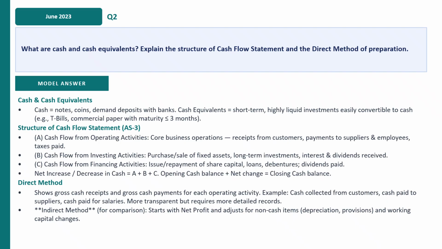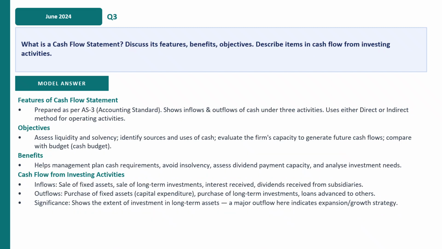Next is cash flow statement. Another very important topic. Cash includes cash in hand and bank, while cash equivalents are short-term liquid investments. The cash flow statement has three parts: operating, investing, and financing activities. Operating includes core business transactions, investing includes purchase and sale of assets, and financing includes capital and loan transactions. Direct method shows actual cash inflows and outflows, while indirect method starts from net profit. Always mention AS 3 and the purpose, like analyzing liquidity and cash management.